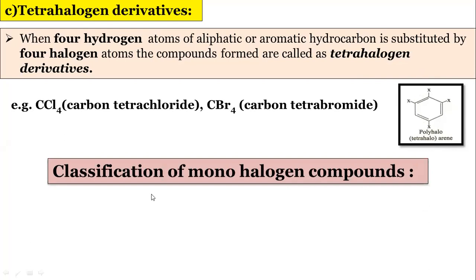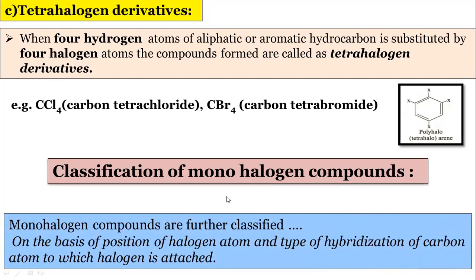Then classification. Halogen derivatives are also classified. Here we are focusing on the classification of monohalogen compounds only, meaning only one hydrogen is replaced with one halogen. These monohalogen derivatives, also called monohalogen compounds, are further classified. In this chapter, we will discuss only these monohalogen derivatives. They are further classified on the basis of the position of the halogen atom.